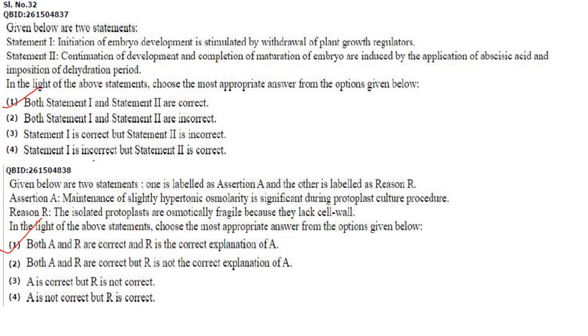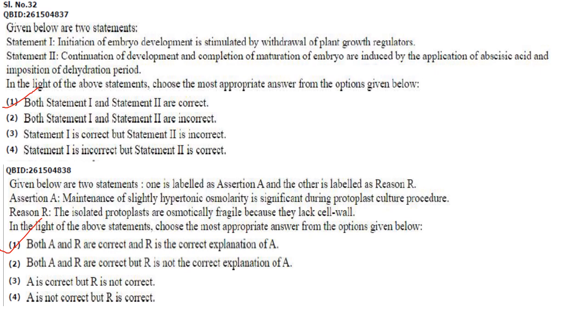Then next one. Statement 1. Initiation of embryo development is stimulated by withdrawal of plant growth regulators. That is correct. Somatic embryo initiation in plant tissue culture is done by withdrawal of plant growth regulators. Continuation of development and completion of maturation of embryo are induced by the application of abscisic acid and imposition of dehydration period. That is also correct. So both statements 1 and 2 are correct.